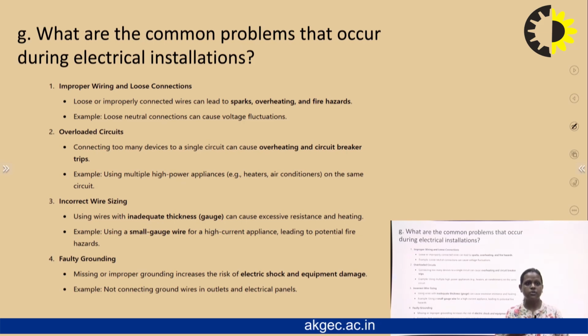In odd semester also you can find the same question. So the first is improper wiring and loose connections. Loose or improperly connected wires can lead to sparks, overheating and fire hazards. For example, loose neutral connections can cause voltage fluctuations.